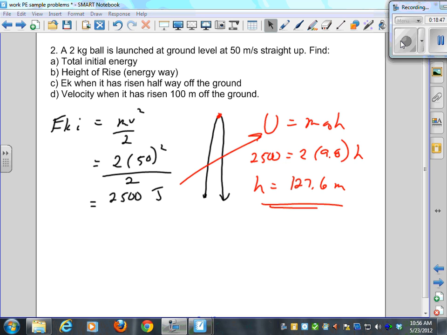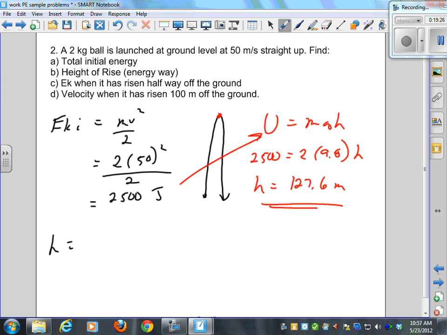I want you to think ahead here, because part C asks for the kinetic energy when it's risen halfway off the ground. In other words, when it's halfway to 127.6, which is about 63 point something. Is it going to have half the energy? It seems like it should, doesn't it? If it's halfway up, shouldn't it have gained half its potential and lost half its kinetic? Well, let's just see.